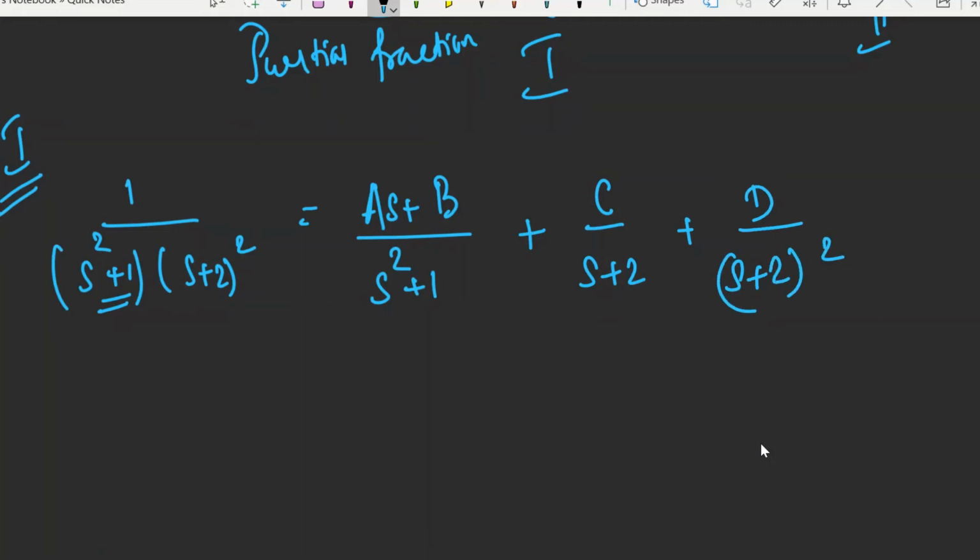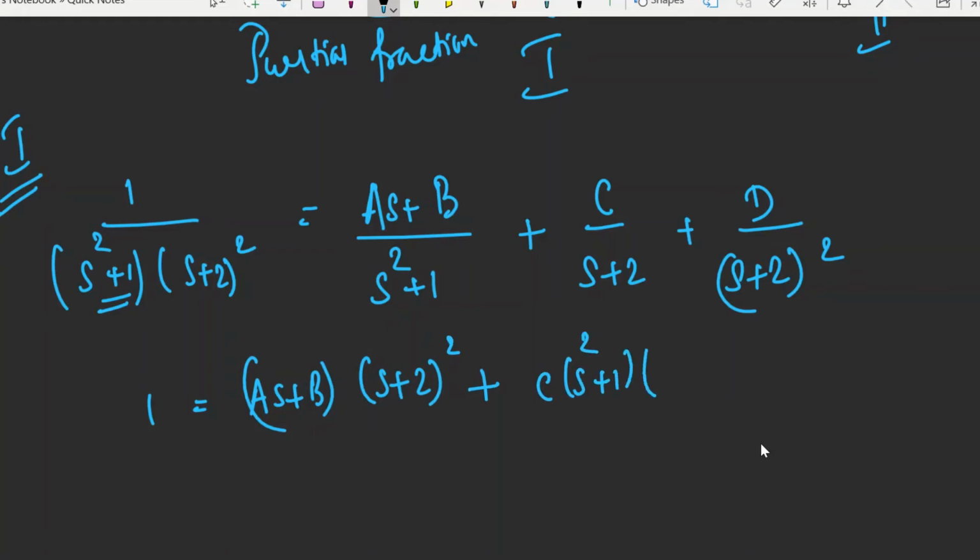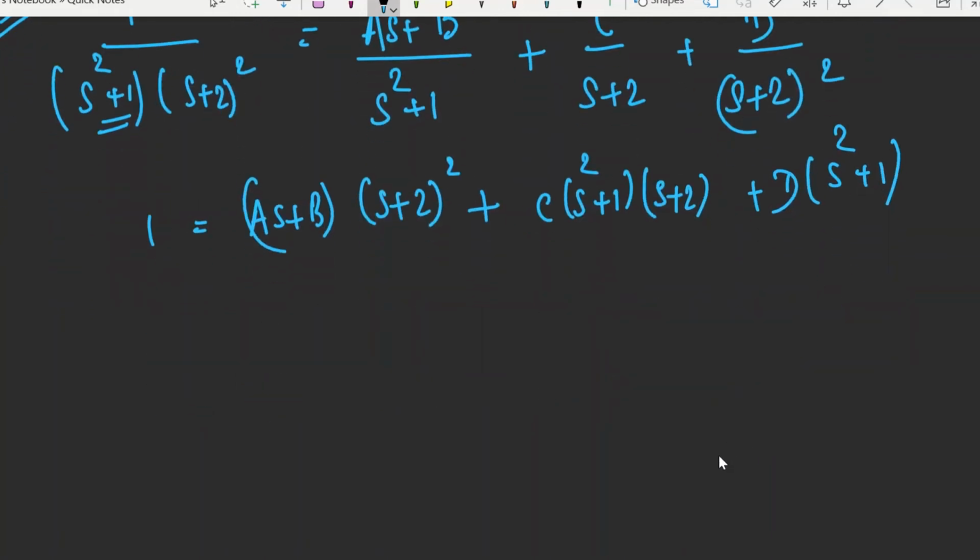Now we have to calculate the values of a, b, c. 1 equals, after taking LCM, (as plus b)(s plus 2) the whole square, plus c into (s square plus 1)(s plus 2), plus d into (s square plus 1). So one by one we have to give values, only one factor. So when s plus 2 is equal to 0, s value is minus 2. So put s equal to minus 2.